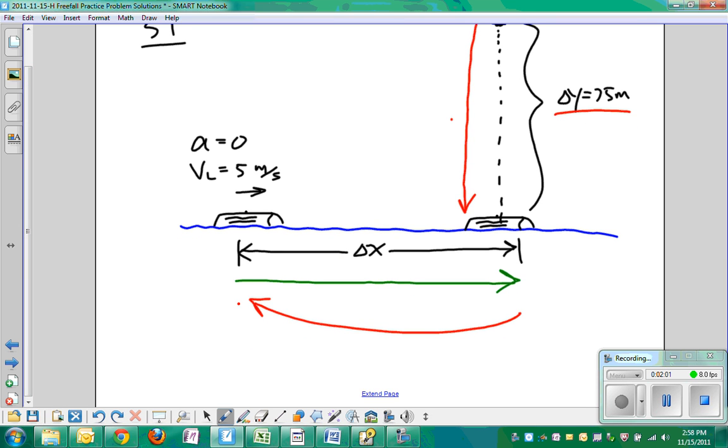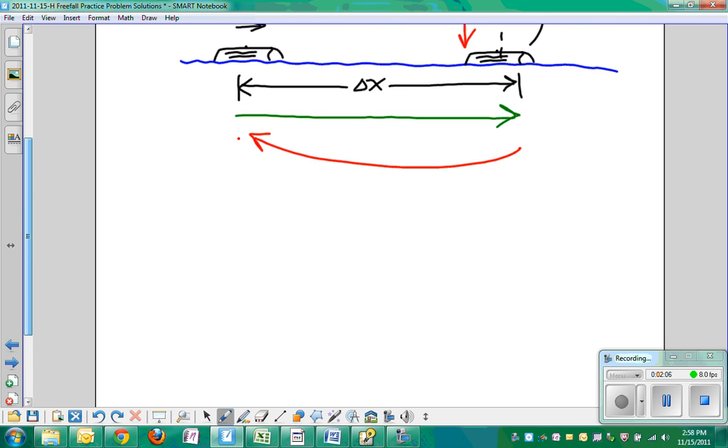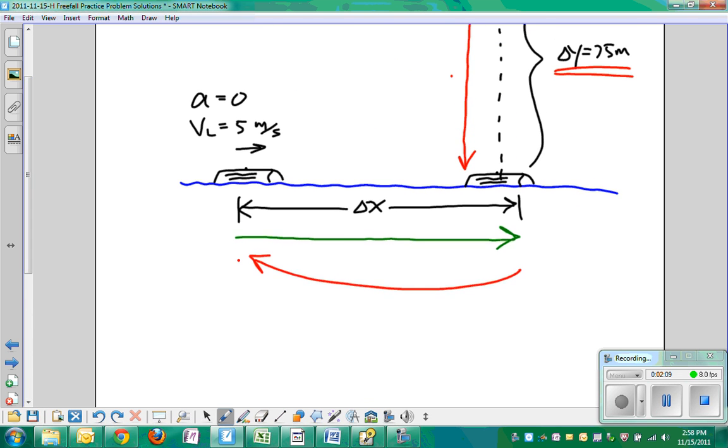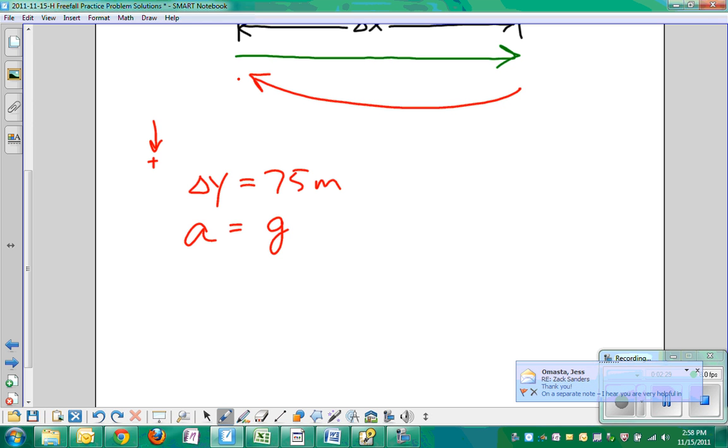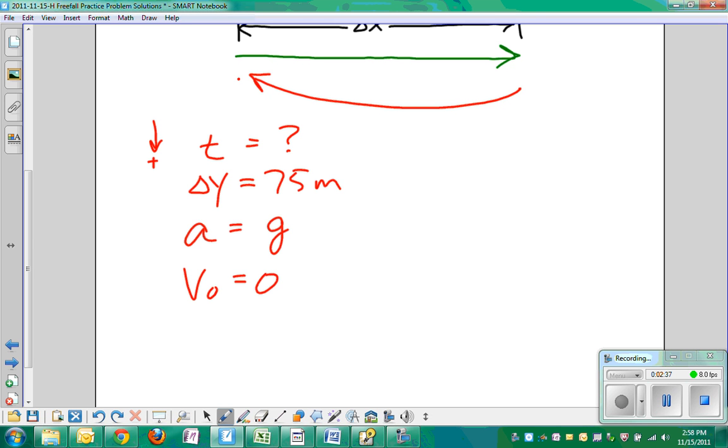All right, so let's see. The first thing we need to do is figure out how long it takes to drop 75 meters, because the time is constrained by how long it takes the rock to fall. Speaking in the vertical, delta y is equal to 75 meters. We'll take downward to be positive again, because g is positive and everything is pointing downward. Delta y is 75 meters, acceleration is equal to g, we don't know time, that's what we want to know, and v naught is equal to 0. That's our gift, since the rock is dropped or released from rest.